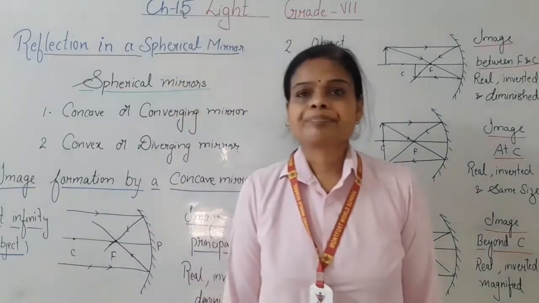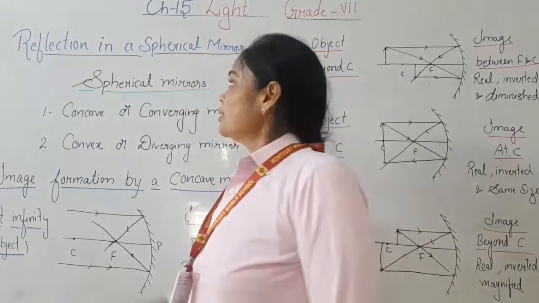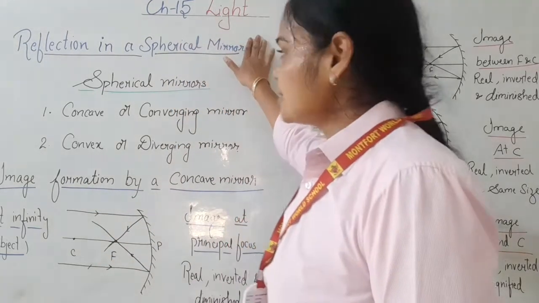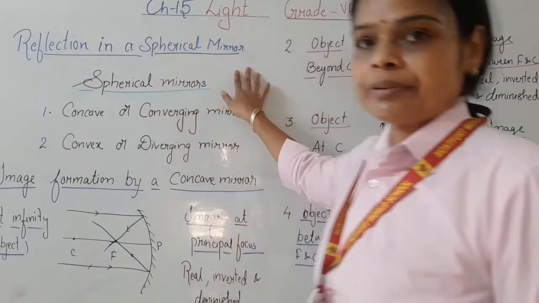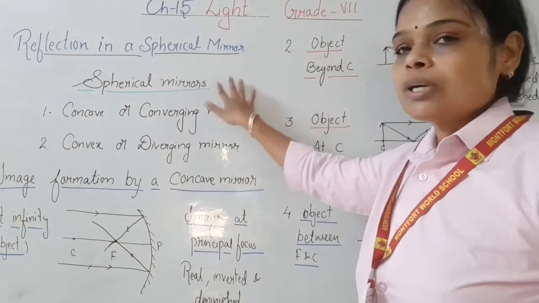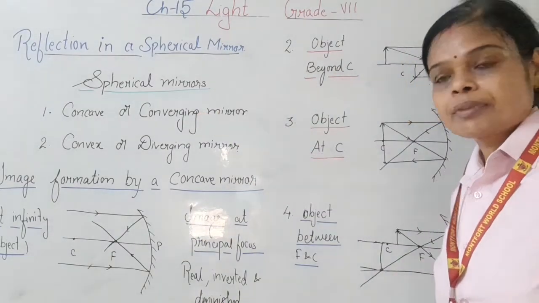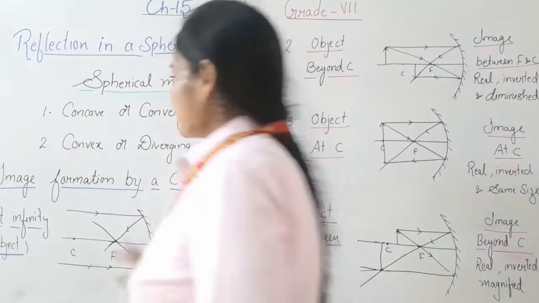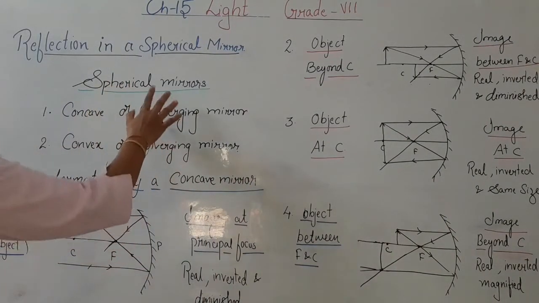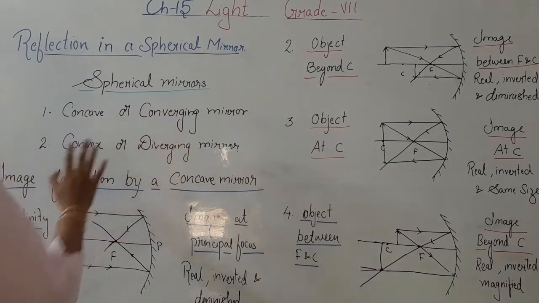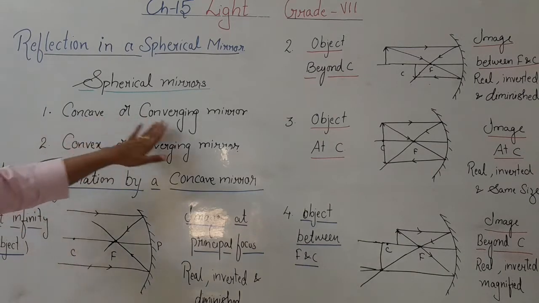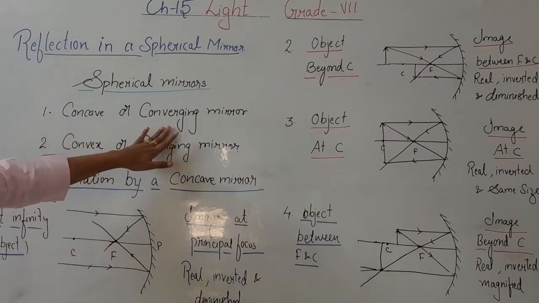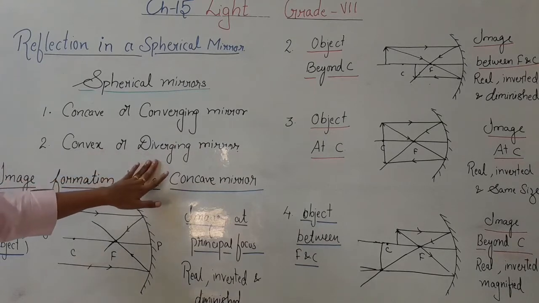Hello students, we were doing chapter 15, light. Today we will be doing reflection in the spherical mirror. So what are spherical mirrors? We have two types of spherical mirrors, concave and convex mirrors. Concave mirrors are also called converging mirrors and convex mirrors are called diverging mirrors.